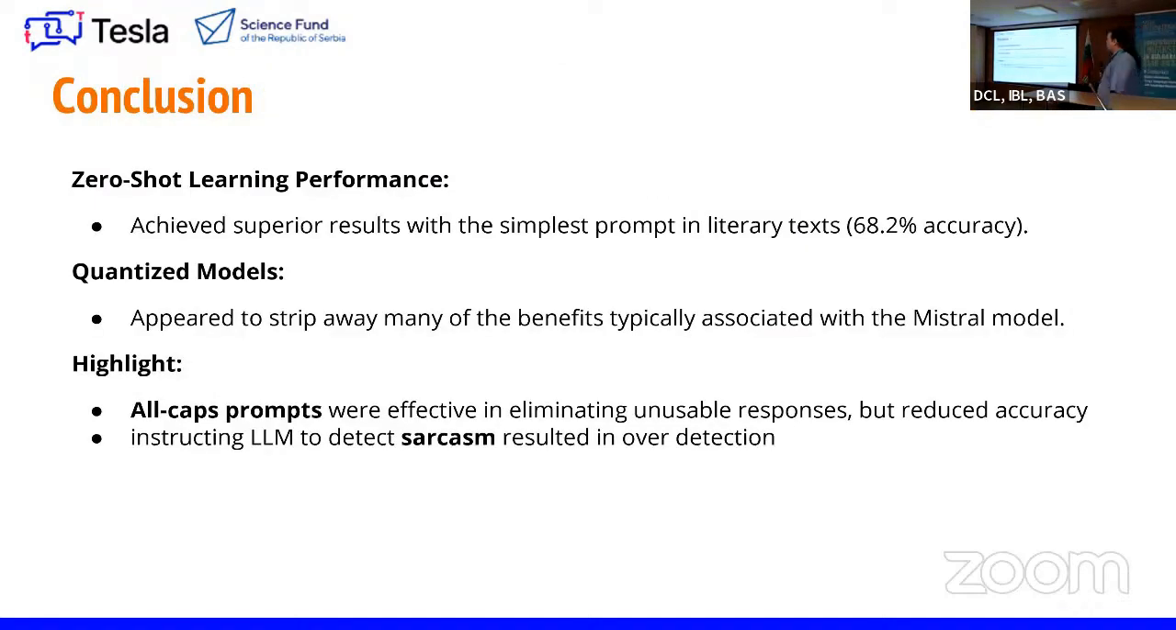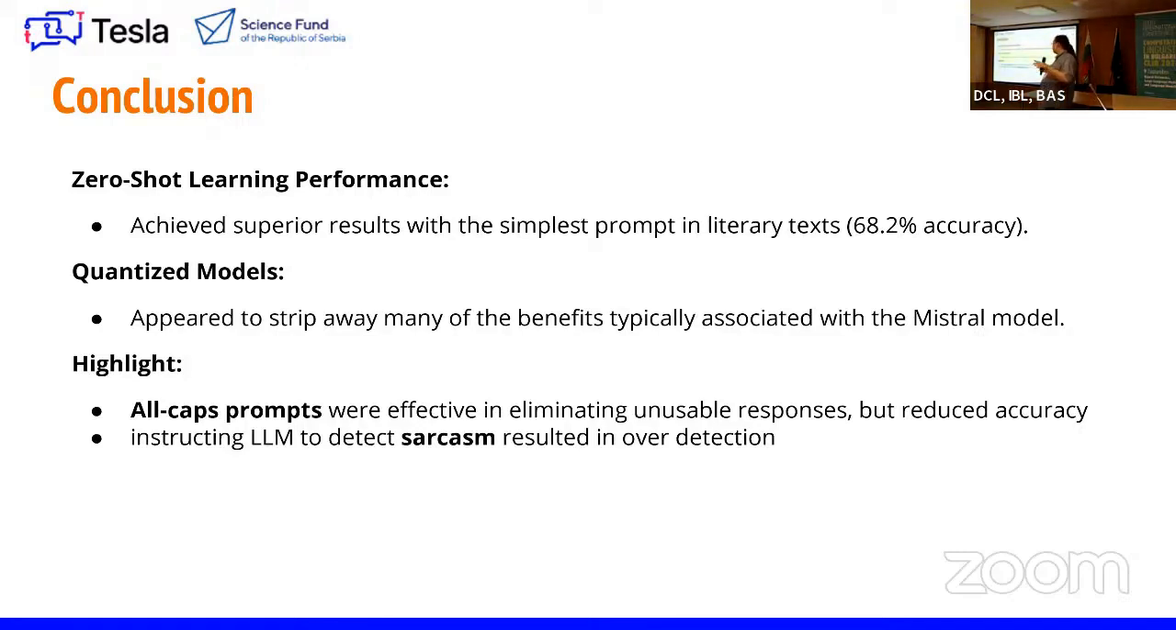In conclusion, the superior results were achieved with a rather simple prompt in literary text. And this is for literary texts, which are not something that the model has been pre-trained extensively on. Quantized models tended to strip away any benefits that are associated with Mistral, and perhaps they should not be used for sparse languages, or we should test those. I will speak of that more.